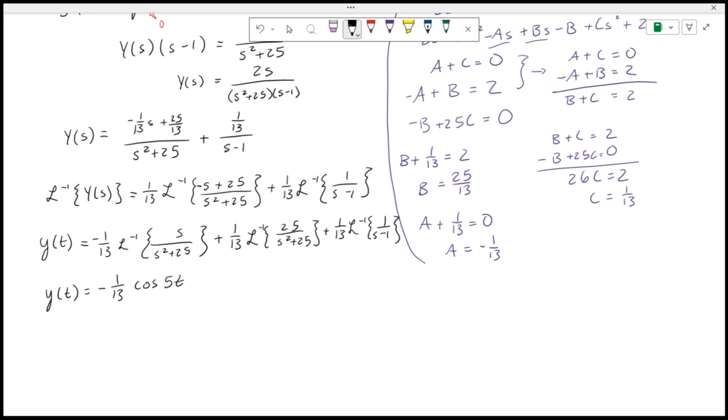Okay, and then the next one, plus 1/13. When it's a constant in the numerator, that is sine. So this will be sine of 5t. And then the last one, plus 1/13. And this is a power of e, where the a in the exponent is 1. So this is going to be e to the t times the 1/13. And there is my solution to this initial value differential equation problem.